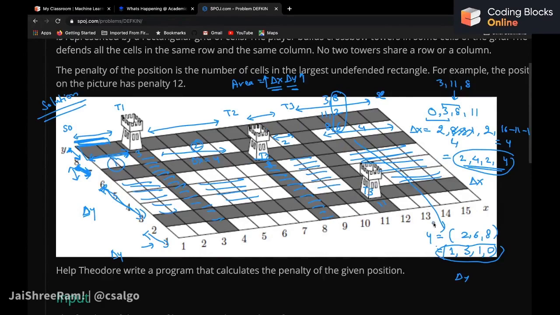Okay, so any delta y can be combined with any delta x, but if we want to maximize the product, we will pick the largest delta y, that is 3, and we will combine it with the largest delta x, that is 4. So this will give us the largest undefended rectangle, that is 12. Okay, so this is about how you can approach this solution, and that's all for this video.